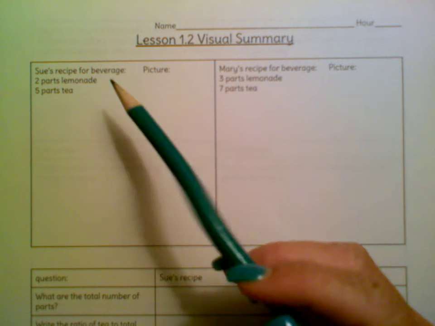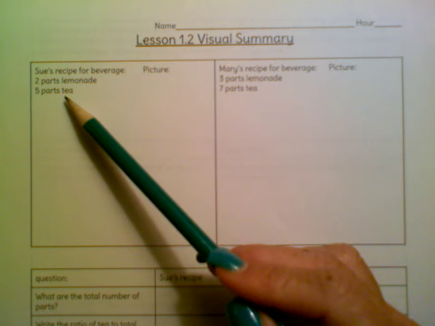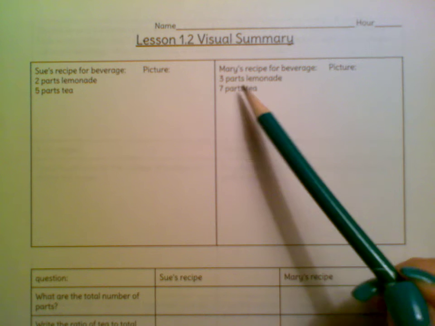This is the lesson 1.2 visual summary. This lesson can be a little tricky, so you may want to watch the video more than one time. We have two different recipes for a punch or a tea. Sue's recipe calls for 2 parts of lemonade to 5 parts of tea. And Mary's calls for 3 parts of lemonade to 7 parts of tea.